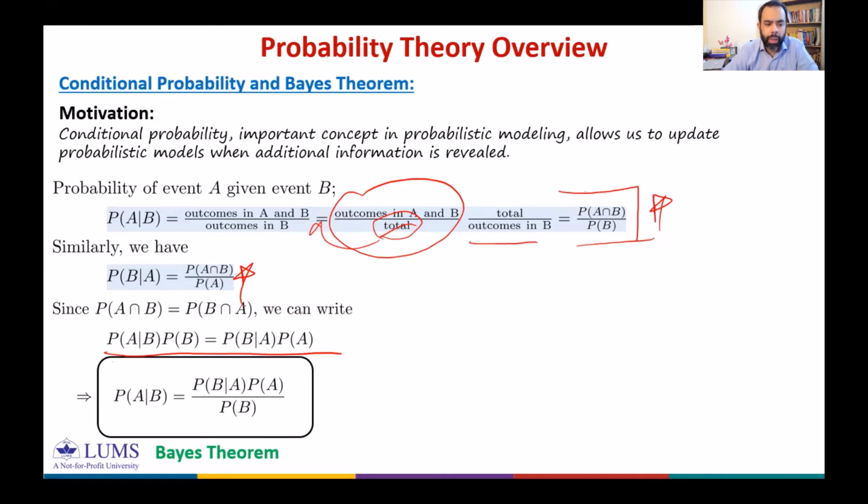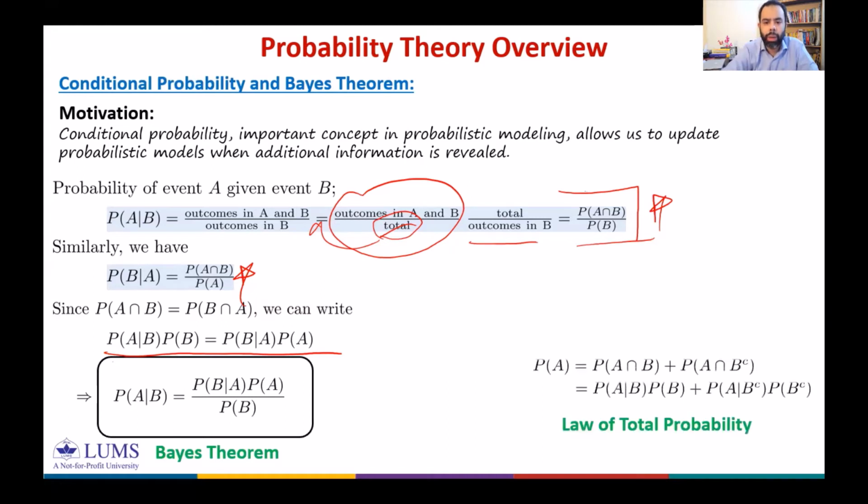In the next slide, I will show you one example on how we use Bayes' theorem. But before we talk about the example, I note the law of total probability. The probability of any event A would be given by probability of A given B times probability of B plus probability of A given B complement times probability of B complement, where B complement is sample space minus B. So B and B complement are mutually exclusive events.